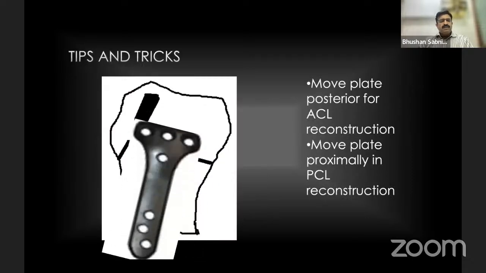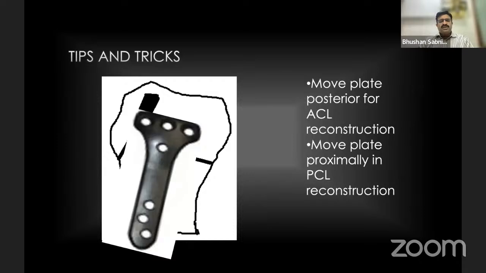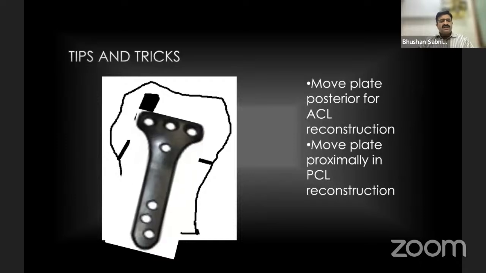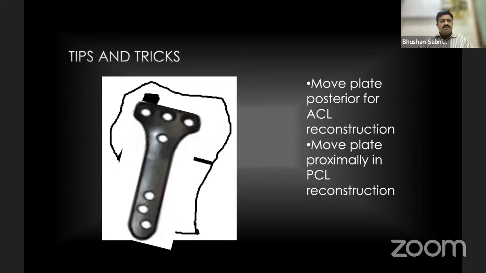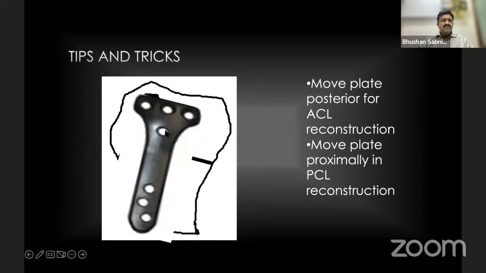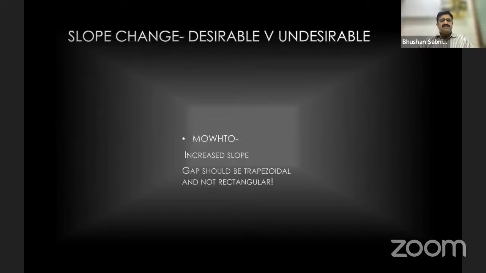Now, depending on what kind of reconstruction you're using, if you're doing an ACL reconstruction, it's better to move the plate more posterior so you have sufficient space anteriorly. And if you're doing a PCL reconstruction, it's better to push the plate proximally so that you have sufficient space for your tibial tunnel here. And indeed, I've done a couple of cases where I was distal to this whole D when I was doing my tibial tunnel, and there's nothing blocking my tibial tunnel in the PCL reconstruction. So you can be more adventurous and brave and do all these things as well.